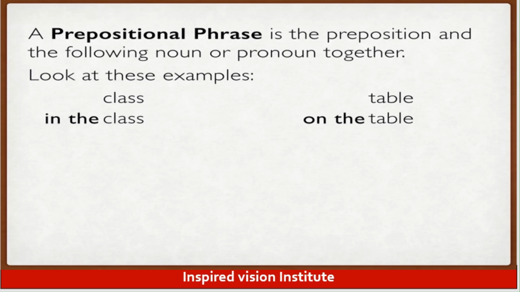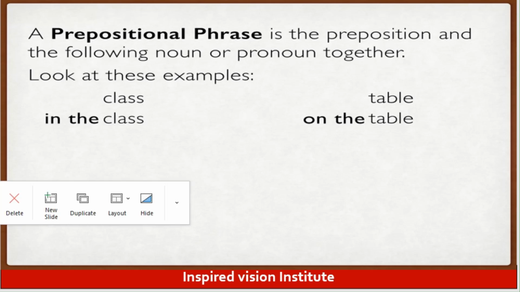Similarly, table is a noun. On the table, so on is a preposition, it is followed by the table, that is a noun. So a preposition that is followed by a noun or pronoun is a prepositional phrase. Here, in the class, on the table, both are examples of prepositional phrase.